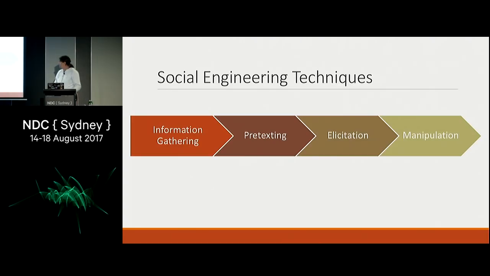Okay, so let's look at some social engineering techniques. Let's get on to the process of how it's done. It's generally broken down into 4 stages: information gathering, pretexting, elicitation, and manipulation. So we'll go through each of those in turn.